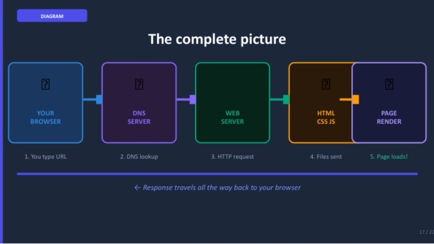The server then processes this request and sends back the files, like HTML, CSS, and JavaScript, that make up the page. As these files arrive, your browser begins to render the page, displaying it on your screen. And finally, the response travels all the way back to your browser, completing the cycle and showing you the web page you asked for. This entire process is a great example of how different components work together seamlessly to deliver content quickly and efficiently.